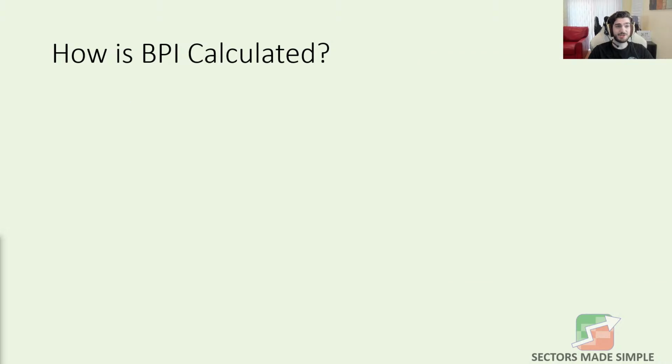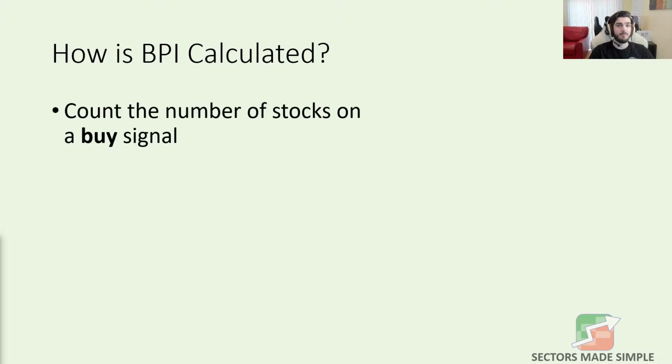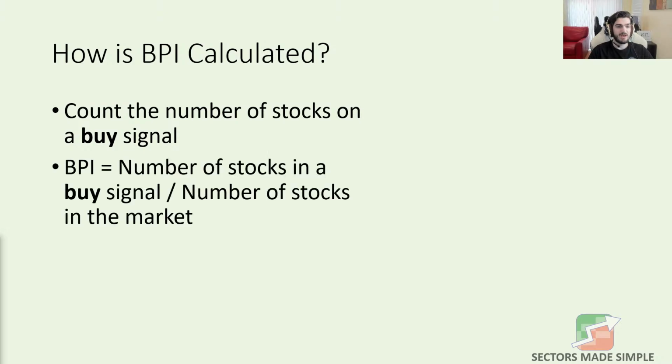So now we can actually calculate BPI. We've gone through our entire group. We know who's in a buy, who's in a sell, who's been naughty, and who's been nice. We now can calculate our BPI by taking the number of stocks or securities that are on a buy signal and dividing it by the number of stocks in that group.